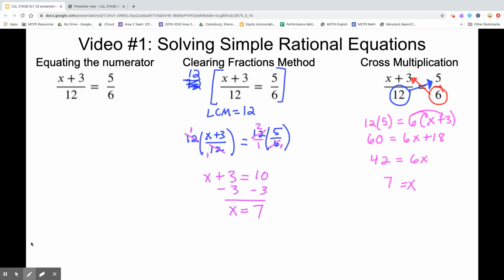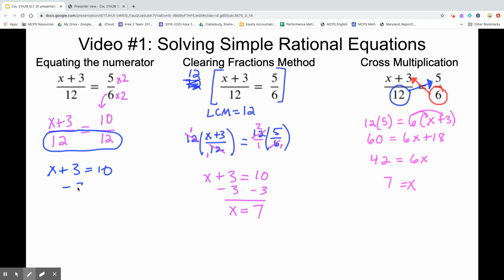Here, equating the numerator, I need to find a common denominator. The best to use for your common denominator is your least common multiple, so that would be 12. So this first fraction is actually going to stay the same. To make this denominator 12, an equivalent expression right here, I'm multiplying by 2 in the denominator, multiply then by 2 in the numerator to give me 10. I can see that my denominators are the same, therefore I can make the numerators equal to each other. And I get x equals 7.